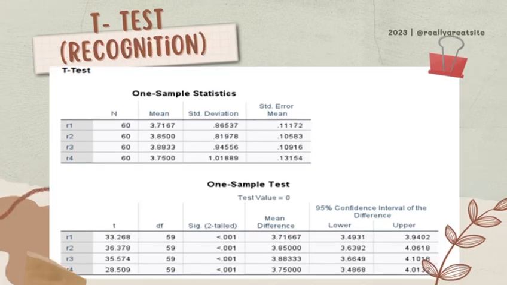Next, for R1, which is for recognition, the mean is 3.7167 and the standard deviation is 0.86537. For R2, the mean is 3.8500 and the standard deviation is 0.18978. For R3, the mean is 3.8833 and the standard deviation is 0.84556. And lastly, for R4, the mean is 3.7500 and the standard deviation is 1.01889.